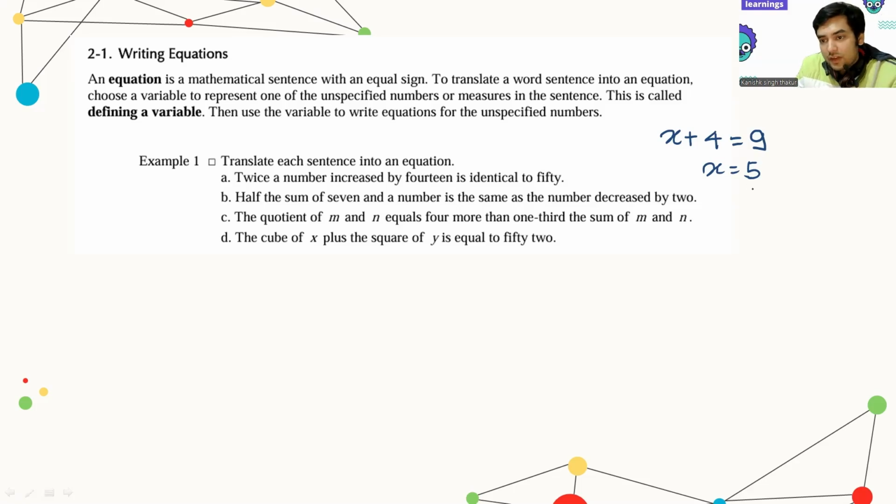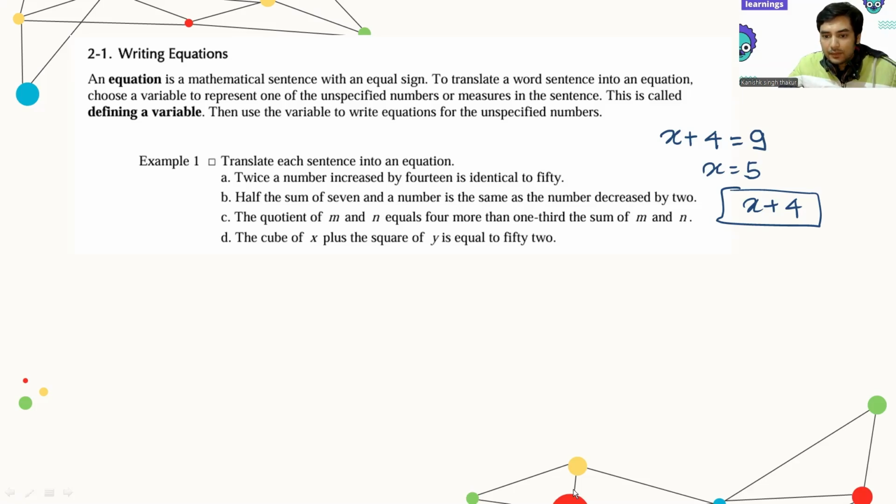Now suppose I write X plus 4 only. This thing I told you in the earlier classes, it is an expression. It can have many values: for X, I can put 1, 2, 3, and I'll keep getting values like 5, 6, 7. But this is just a phrase. A sentence which has an equal to sign is called an equation. So we'll be learning how to transform a word sentence into an equation, and also how to solve them.